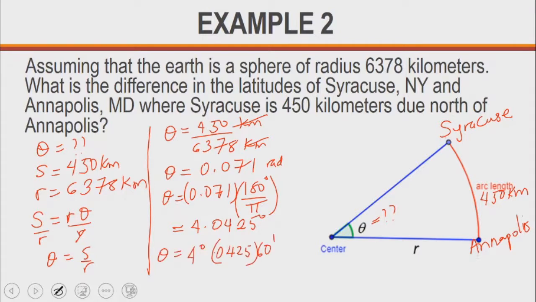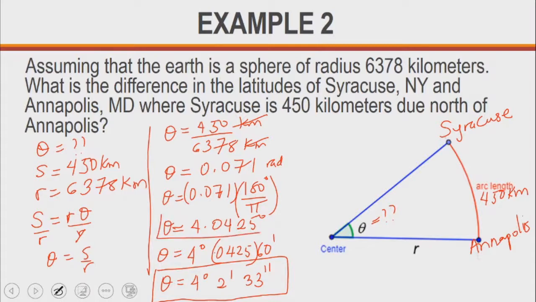This is definitely the answer, but we can convert it again to an angle in degrees, minutes, and seconds. If you do that, you're going to end up getting 4 degrees, 2 minutes, and 33 seconds. So that will be the latitude in degrees, minutes, and seconds. Otherwise, you can just leave the answer as it is, depending on what they want from the question. If they want it in decimal degrees, then you can just leave it as 4.04.